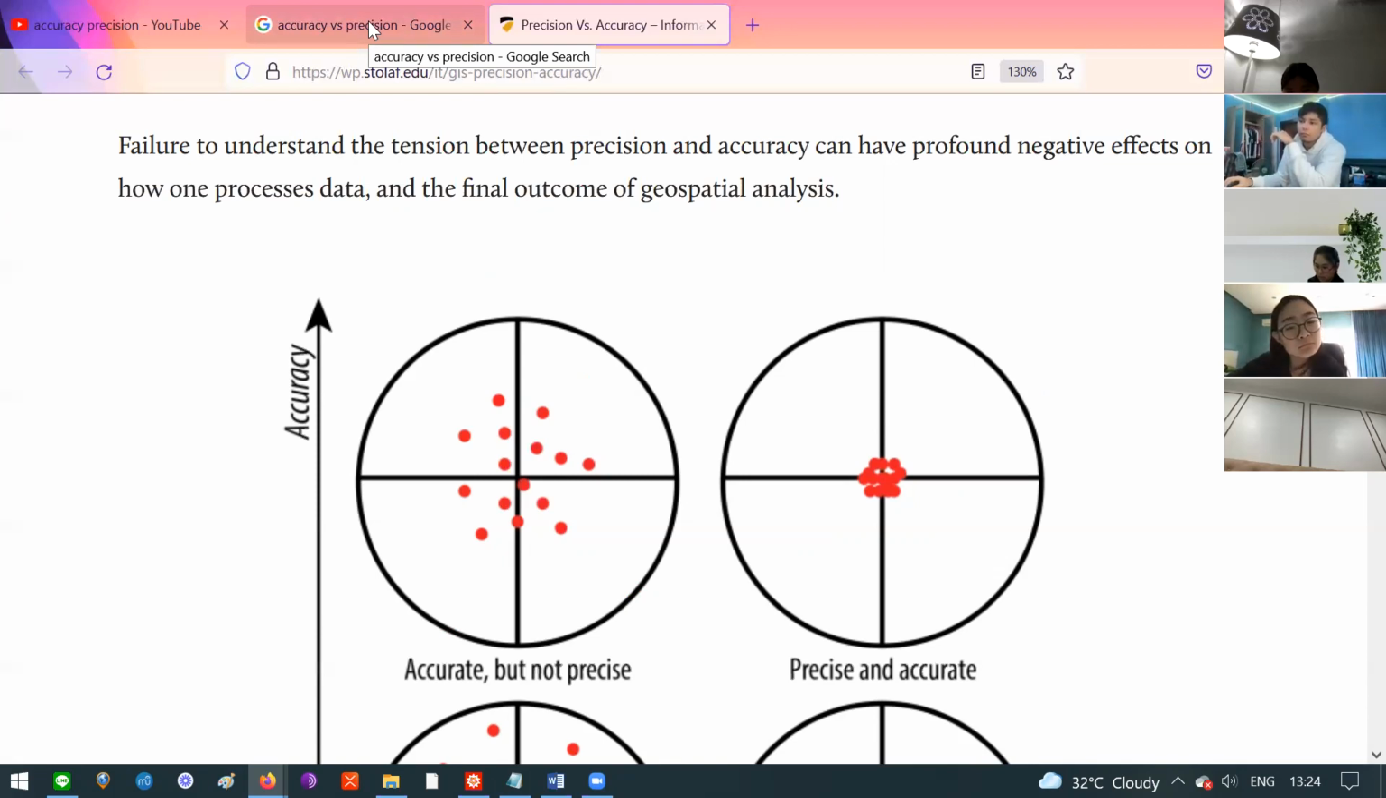Anybody? Not stop talking on the phone. Okay. So, what would you prefer? Accurate but not precise, or precise and not accurate? The first one.